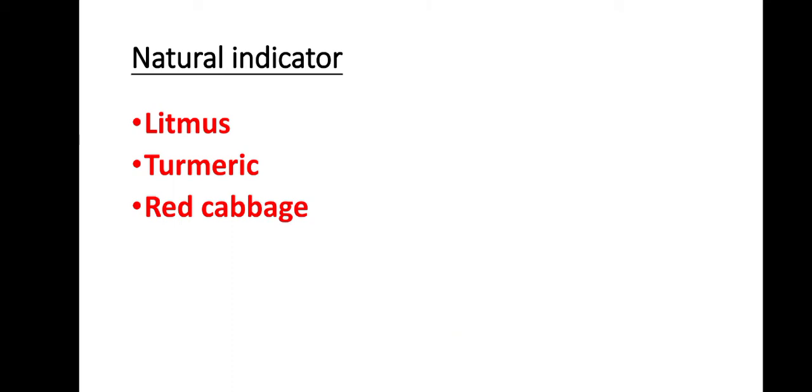Now, indicators are divided in three categories. First, natural indicator. Natural indicators are the substances which are formed from natural sources. For example, litmus, turmeric, red cabbage. There is a question in NCERT book related to turmeric.